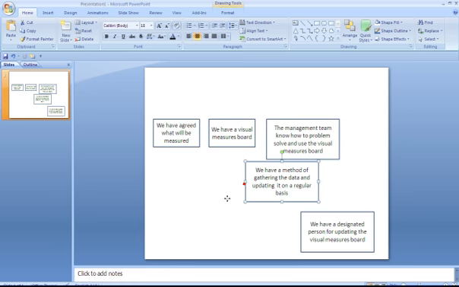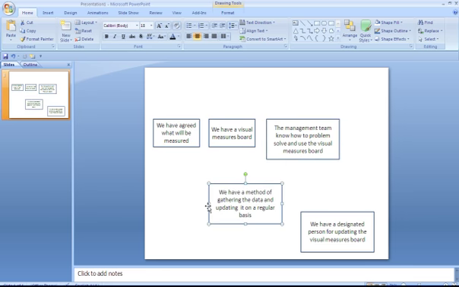Next one is, in order to have a method of gathering the data and updating it on a regular basis, must the management team know how to problem solve and use a visual measures board? Well, probably there's no real dependency there. What if we did it the other way around? In order for the management team to know how to problem solve and use the visual measures board, must we first have a method of gathering the data and updating it? Not really. No real dependency there. So let's do the check on the next one.